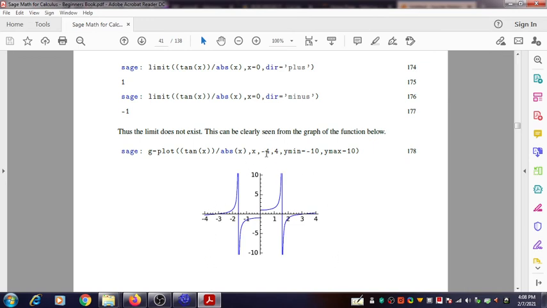And for the x values, the lower limit for x is -4, and the upper limit for x is +4. So from -4 to +4 for x, and from -10 to +10 for y, we get that figure.